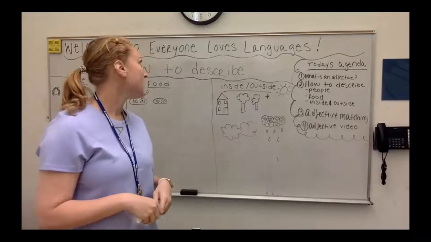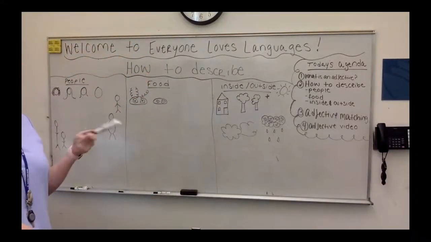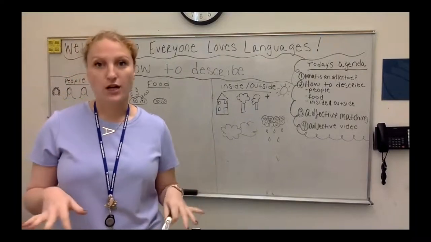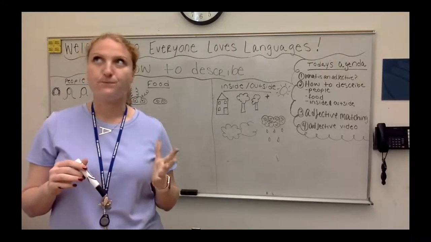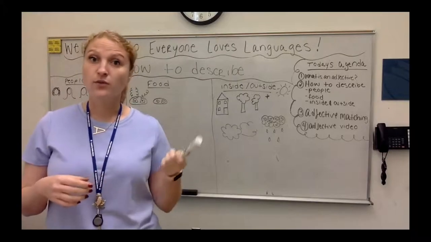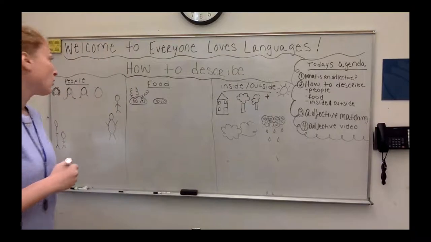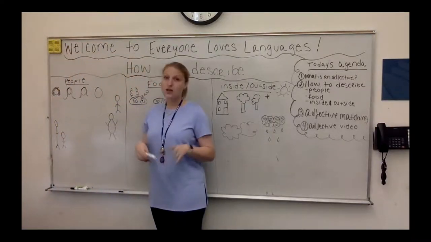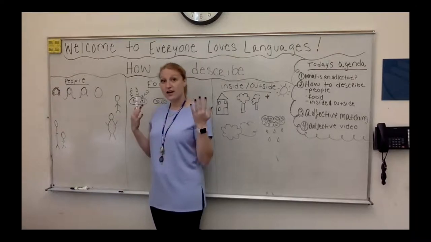Now what we're going to do is learn how to describe people, food, inside and outside. Of course, we're going quick. We're not gonna go through every way of describing something. There are so many different ways of describing things. So we're gonna do some of the basics and see how that goes. What we are gonna do over here, we're gonna describe people, okay? So what I'm gonna start us out with is hair.